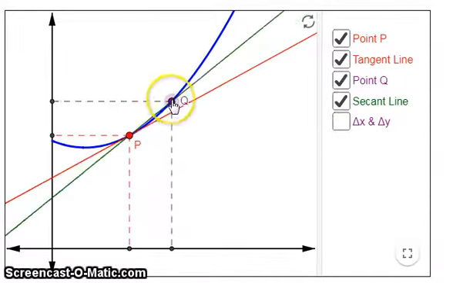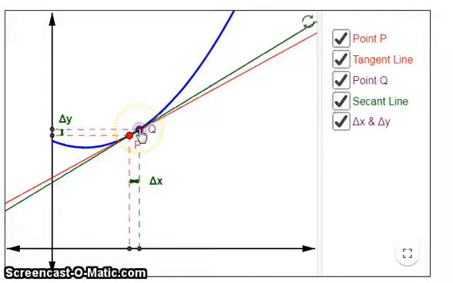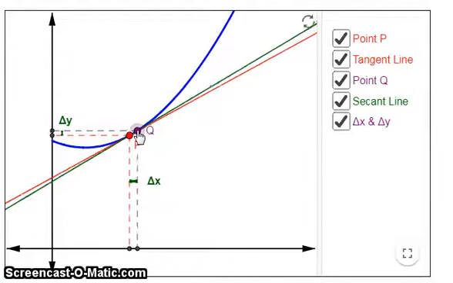Now I can calculate the slope of the secant line PQ by calculating the difference in x and the difference in y. Slope is just going to be delta y divided by delta x. So the closer I get, the smaller those two values get. I'm going to get closer and closer to the tangent line slope.